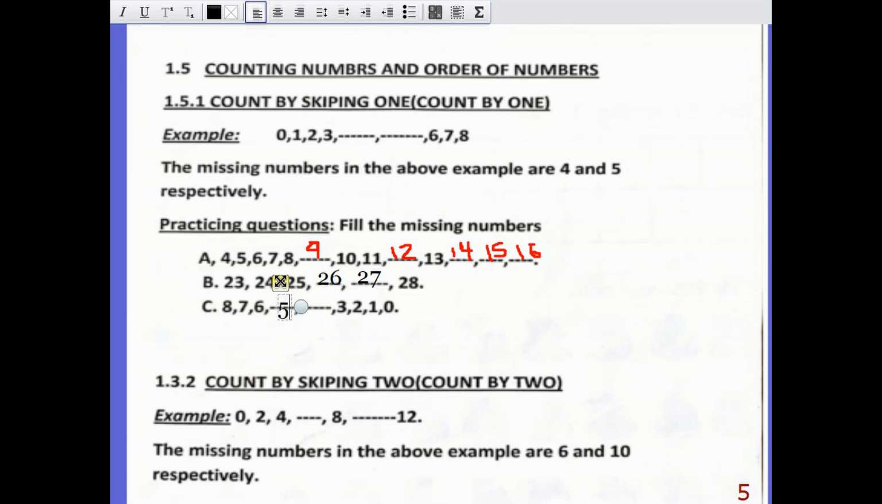So simply 5. Next, and 4. See, this is the right order.